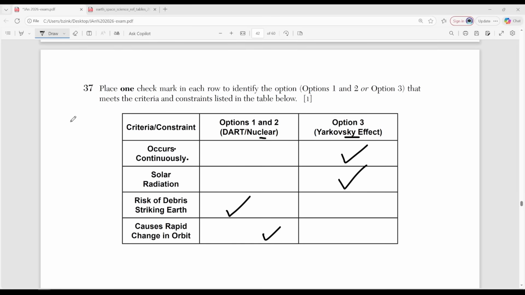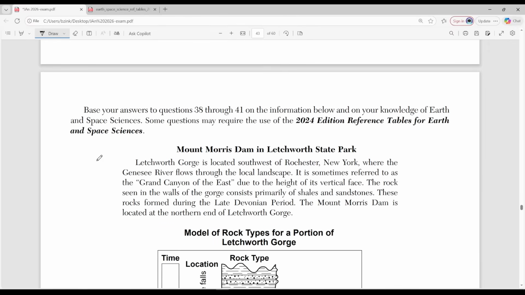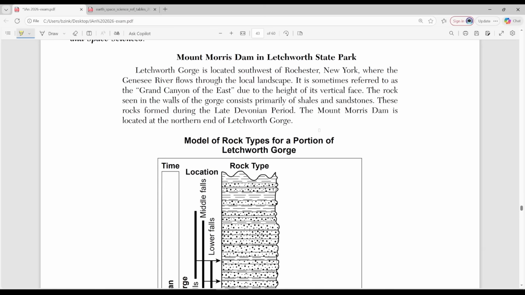This was easy. But still, a little reading, 3 out of 10. Okay. Mount Morris Dam in the state park. What are we missing so far? What topics did we do? I don't think we had any plate tectonics so far. I wonder if we'll get them.